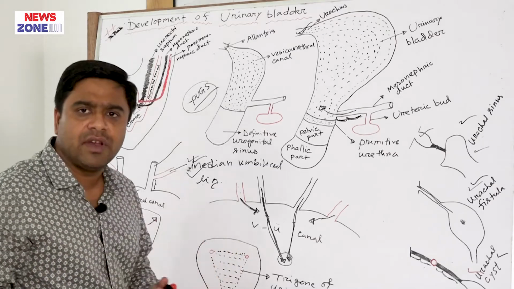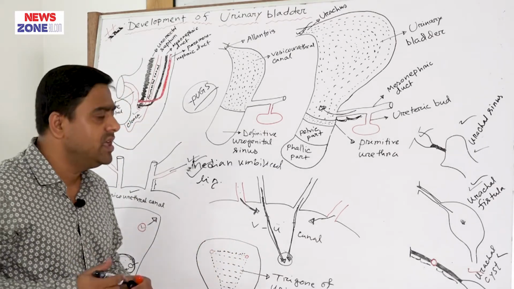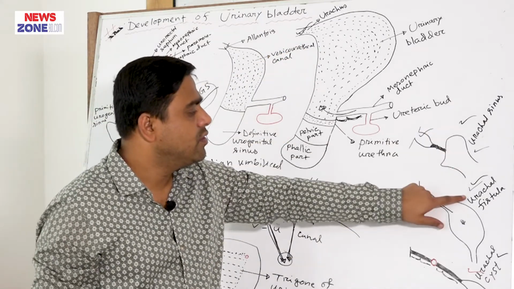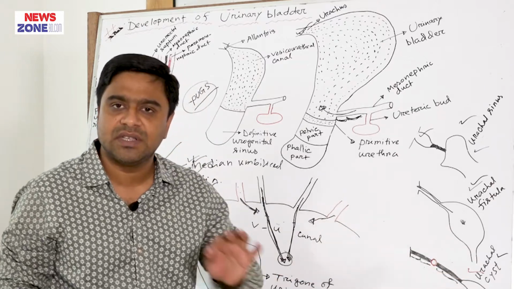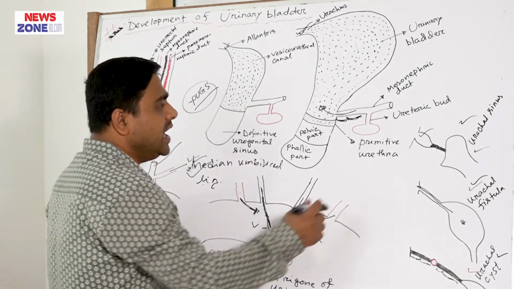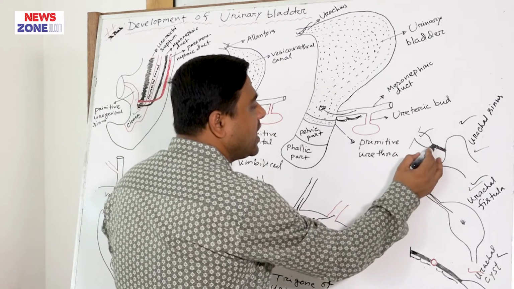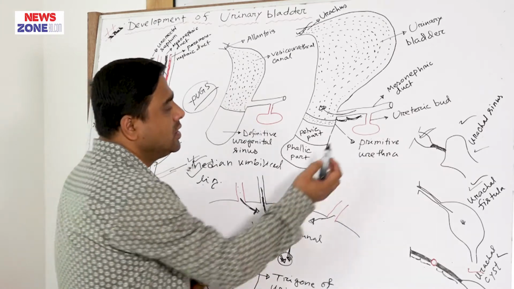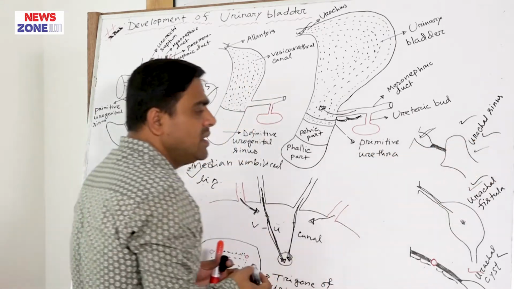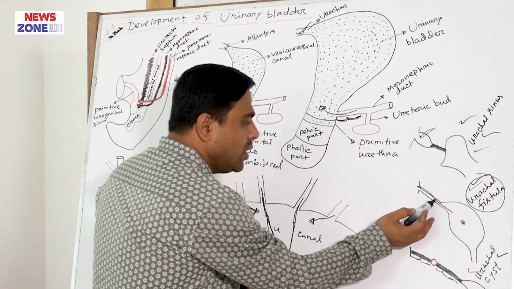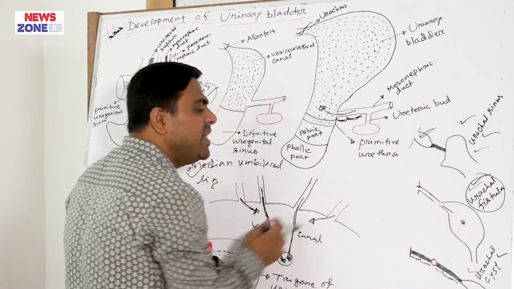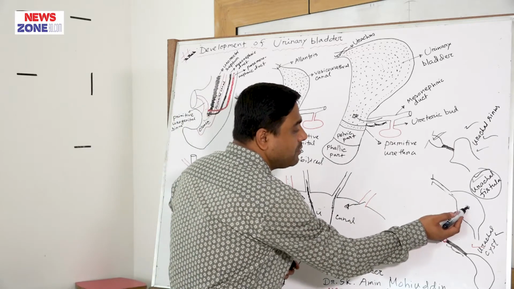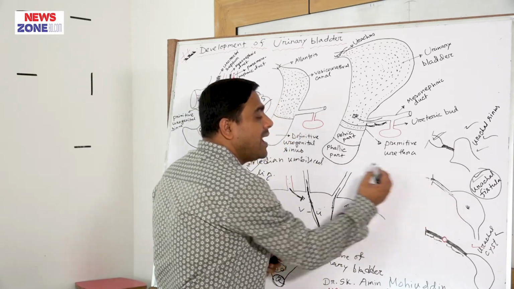There are four important clinical conditions, or four important developmental anomalies, related to the development of the urinary bladder. They are urachal sinus, urachal fistula, urachal cyst, and lastly the exstrophy of the urinary bladder. In case of urachal sinus, the lower portion of the urachus becomes a fibrotic cord, but the upper portion remains patent. So, this condition is known as urachal sinus. In case of urachal fistula, the whole of the urachus remains patent, and then the urine from the urinary bladder is voided through the umbilicus.